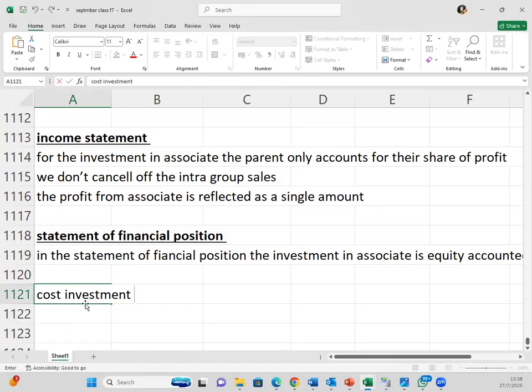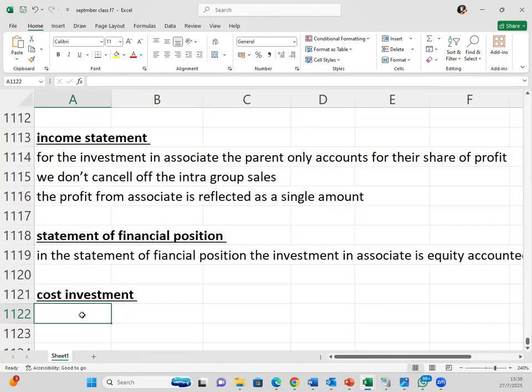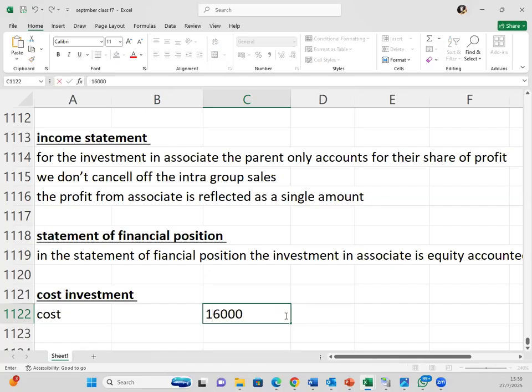Under the equity accounting method, remember an investment in associate is just going to be shown under intangible assets as an investment. So it's actually an intangible asset. We are going to record the cost, that is the price we paid to buy the shares. Let's assume we bought the shares at 160,000. That is the cost.